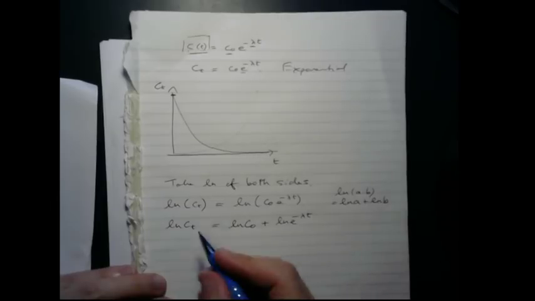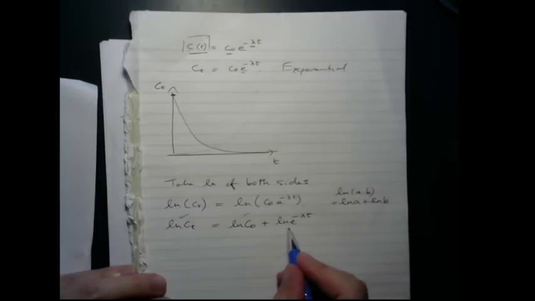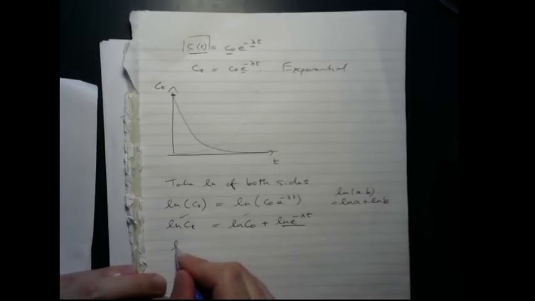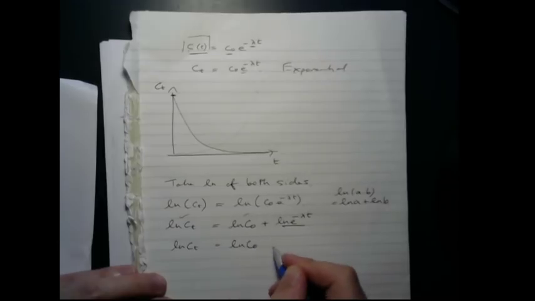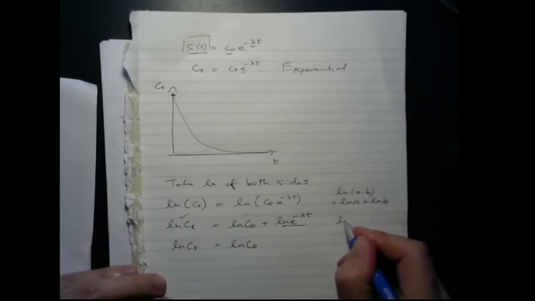Okay, so now this term's okay. I've got this one and I've got this one. What about this one? Right, let's write it out again. ln C_T equals ln C naught. Now this time I can simplify this using this rule.